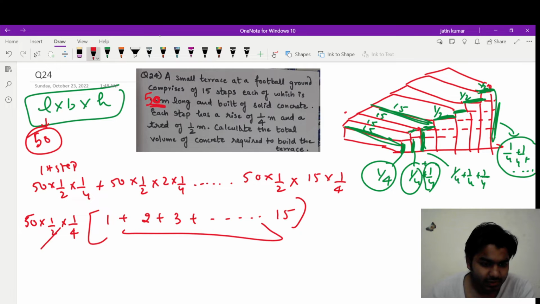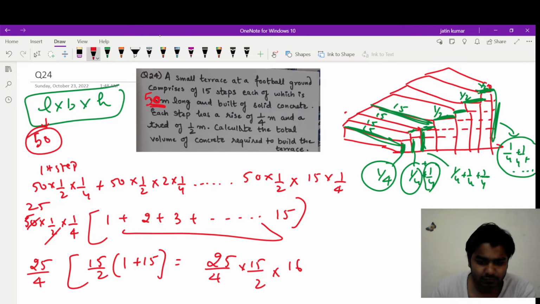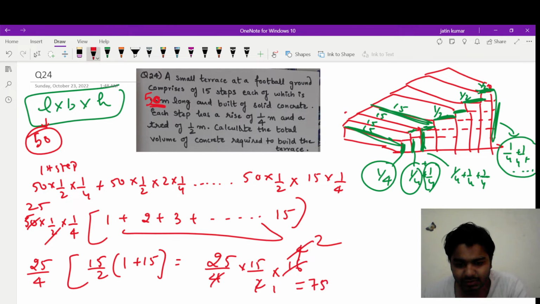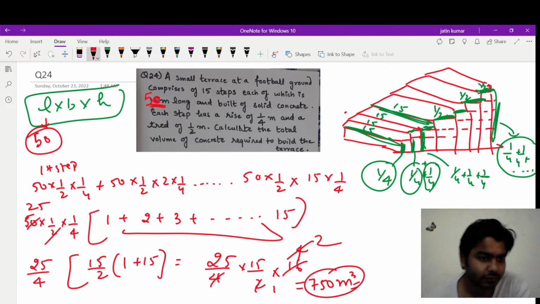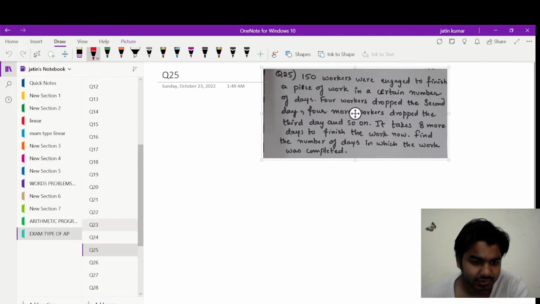So let's cancel it. 25, so 25 upon 4, and here directly put the formula 15 by 2 into 2a plus (n minus 1)d. Now solve it. 25 by 4 into 15 by 2 into 16, 4 fours are 16, 2. Now 25 into 30 is 750. So 750 meter cube of volume of concrete we require to build this stadium.